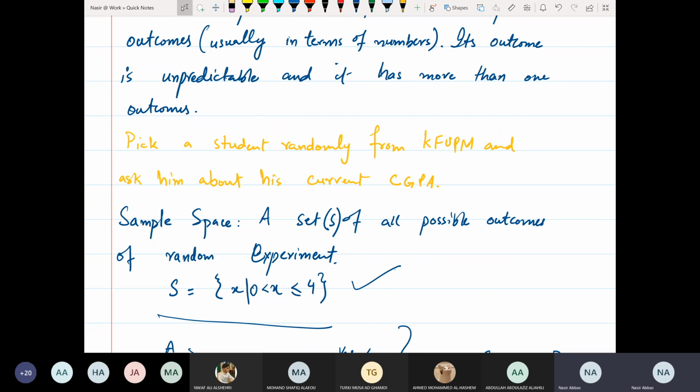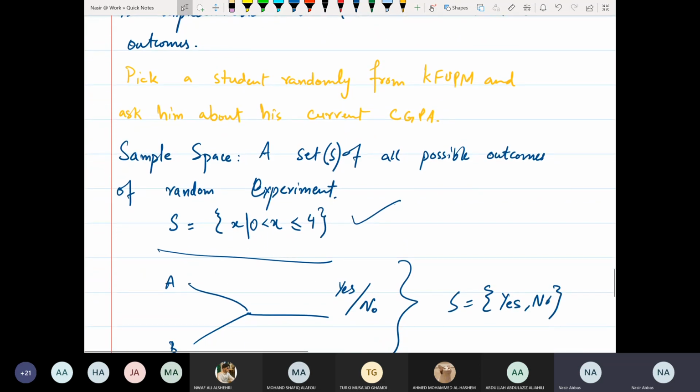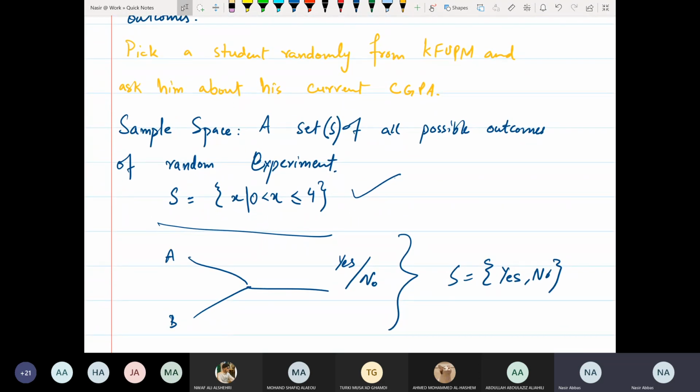Then we went through the definition of a sample space. We said if you define the random experiment, and after defining it you get to know the possible outcomes of this random experiment, and you write down those possible outcomes in terms of a set, that set is called the sample space. So a simple definition of sample space is a set of all possible outcomes of a random experiment. It can be a set of continuous numbers, it can be a set of yes or no, it can be a set of 3, 4 numbers, it can be a set of infinite numbers.